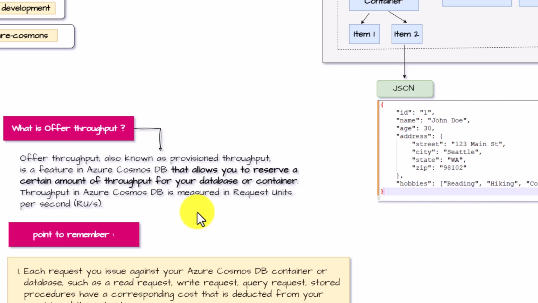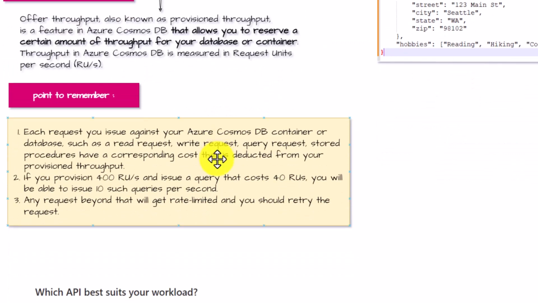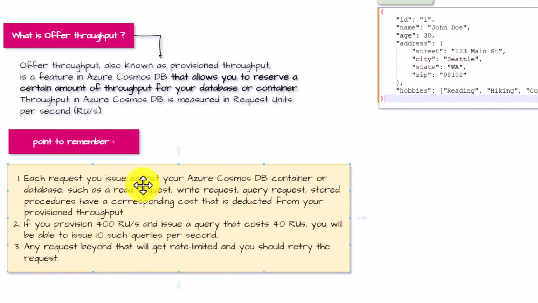And there would often be chances that you can define some kind of RU at the start, but as your container or database grows, you may have to increase it further as well. And there are certain points that you need to remember, because each request that goes to your Azure Cosmos DB container or database, such as a read request, write request, or stored procedure, has a corresponding cost.